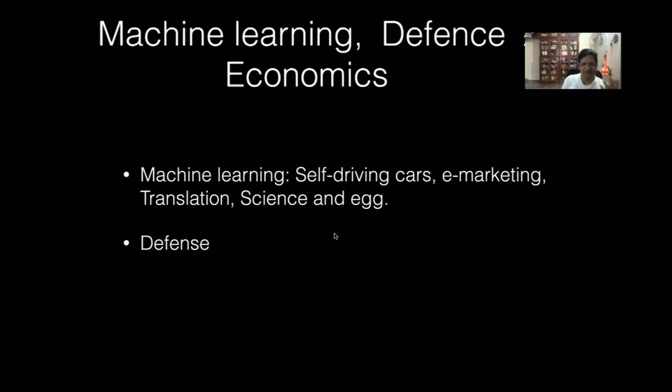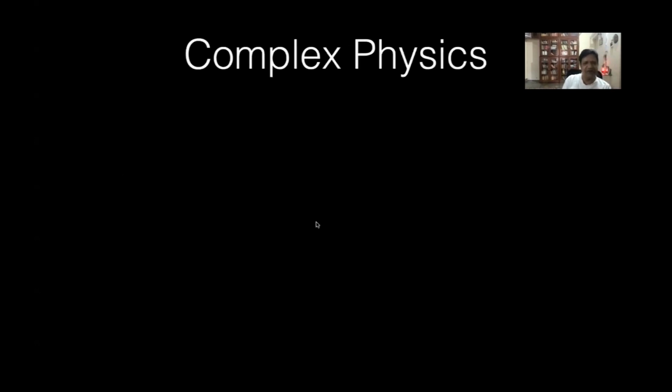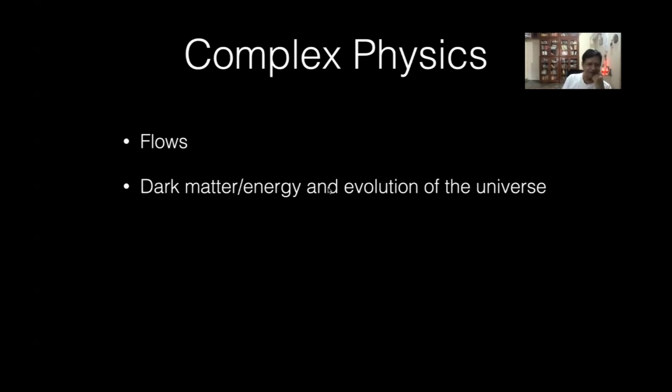Now defense is important. You can see it for aircraft designs, image processing, terrain mapping, and so on. Economics, of course, banking, stock market. Complex physics, again, flows is something which I wanted to say. They are complex anyway. What are other complex systems? In the universe, you see dark matter, dark energy. Fusion is one more example.